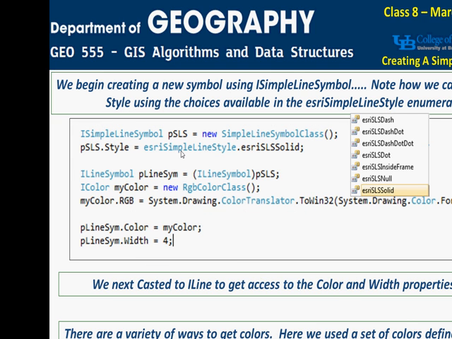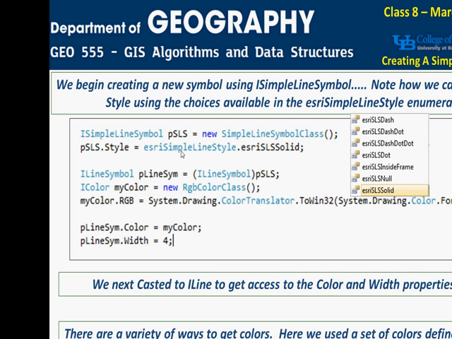So if we're going to create a brand new symbol, we'll use ISimpleLineSymbol in this case. Note how we can choose the line choices available in the enumeration. In this example, we'll do one like this shortly. We're starting out creating a new simple line symbol. As I mentioned, we're going to stick to the simple ones here. That's what you'll most often use anyway.